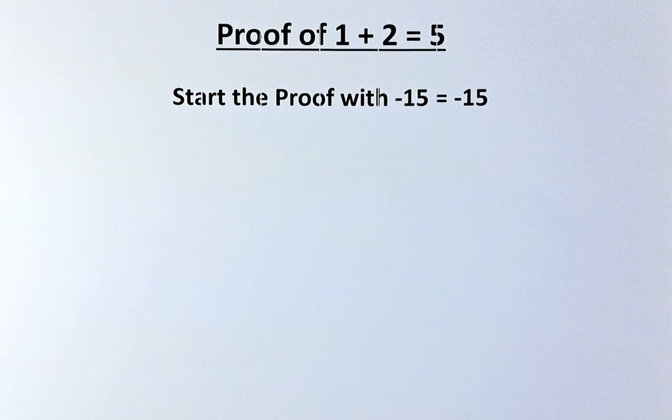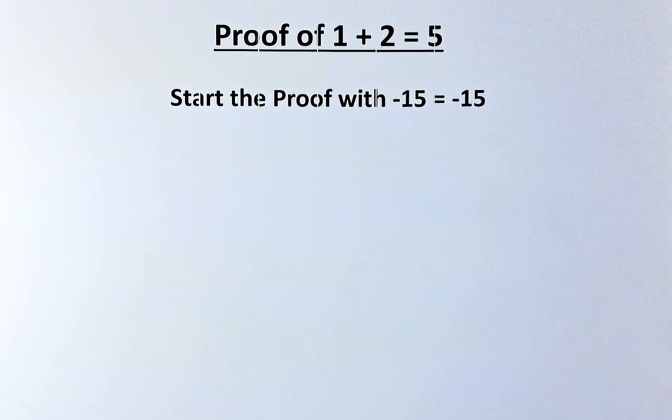Of course, this is not true. This is a mathematical fallacy. So we are breaking all the rules of mathematics to show the proof that 1 plus 2 equals 5. As we go along each step, I would like you to tell me on which line there is a mistake or a wrong assumption, and please leave it in the comment section.